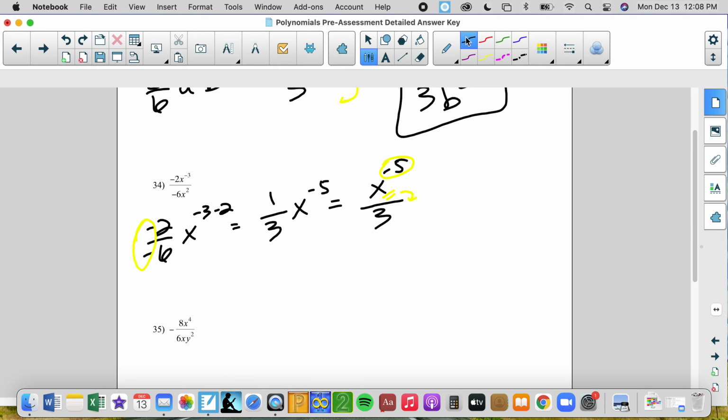When I move it down, there's nothing up there but a 1. It is not 0. It's not 0 in the numerator. It's a 1 in there. So 1 over 3x to the 5th.